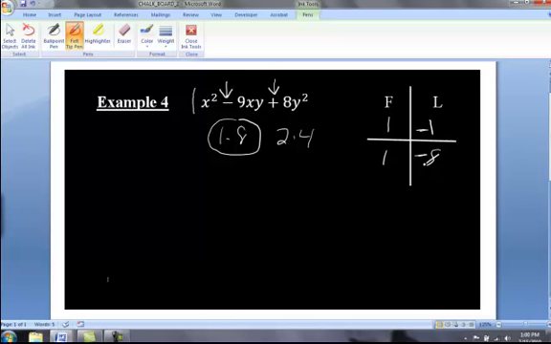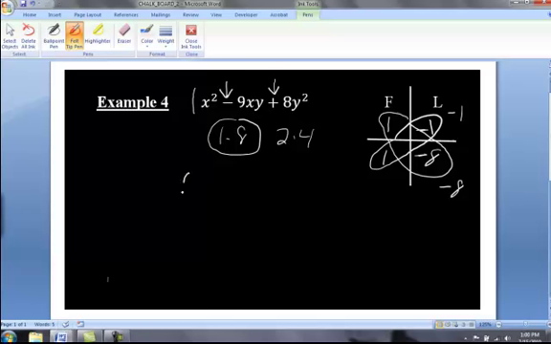So negative 1 and negative 8 would give me positive 8 when I multiply them. So let's do the scissor method, cut across, and see if this is the right combo. 1 times negative 8 is negative 8, and 1 times negative 1 is negative 1. Those two would add together to give me negative 9, so this is the right chart. This is the right combination.